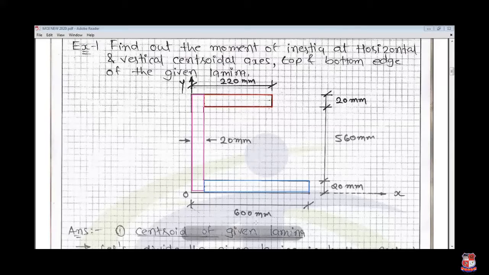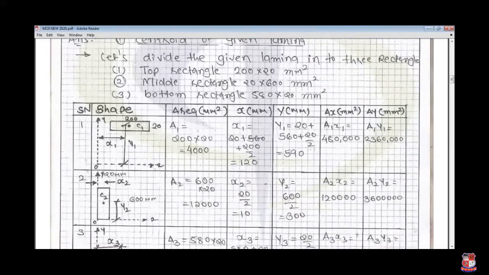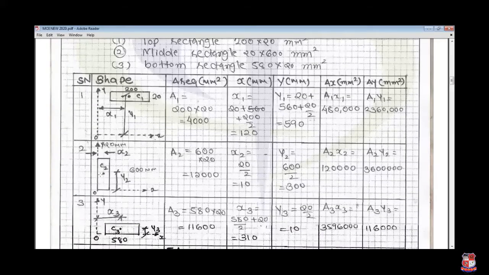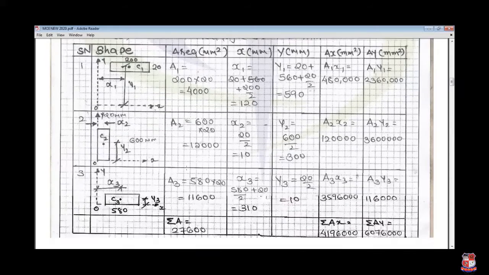So we are just seeing your example right now, how to find out the centroid. They have taken three areas: first area this one, second area this one, third area this one. Now you have to make this table. Top rectangle 200 by 20, middle rectangle 20 by 600, and bottom rectangle 580 by 20. So write down the area, B into D. Now we have to find out x1, x2.